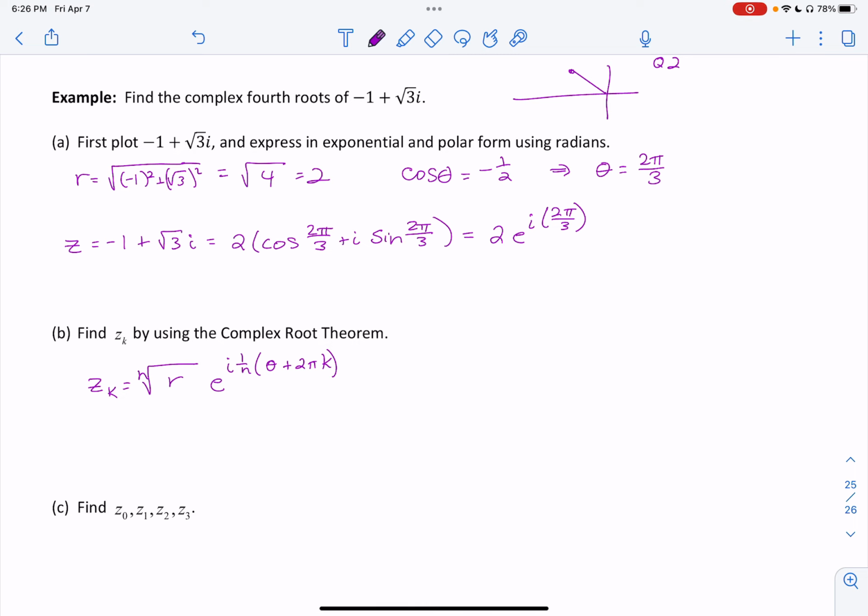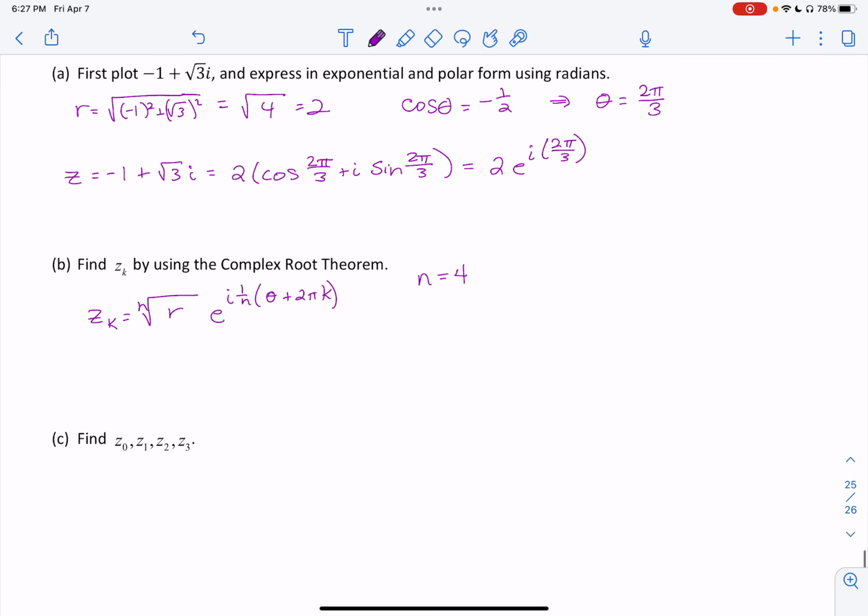All right, so here, because I'm looking at the fourth roots, n is going to be equal to 4. And remember, that means I'm going to have n roots, but I'm going to go up to z sub 3, because z sub 0 counts. So coming out of this, these are all my roots for the fourth roots, because I'm going to have 4 options.